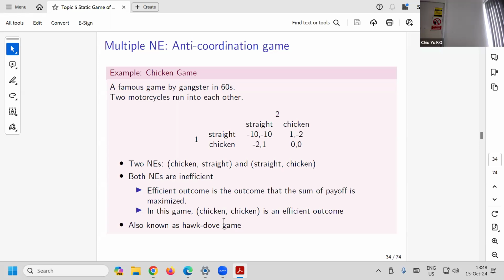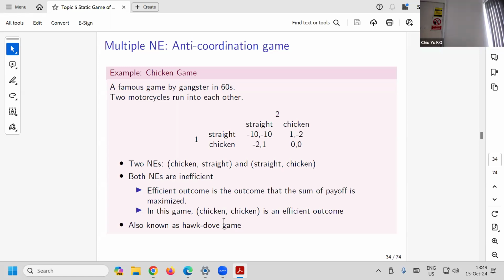So if they both go straight, the car explodes and both die: -10. Okay. And chicken in American slang means afraid, a coward, means that they don't have courage. If both of them are so afraid, they just turn around, they both get zero because they lose face. Okay, that's fine. They have life, that's okay. But if guy number one is chicken, and the other guy goes straight, then number two is brave, right? He wins the argument for the woman they like, and the other guy gets -2. Okay, so this is the payoff.